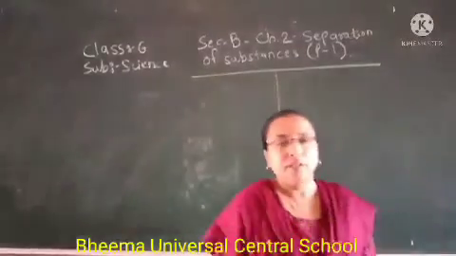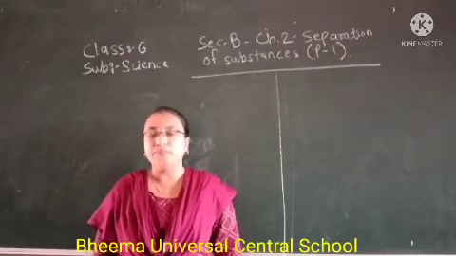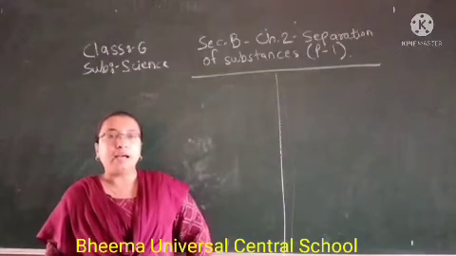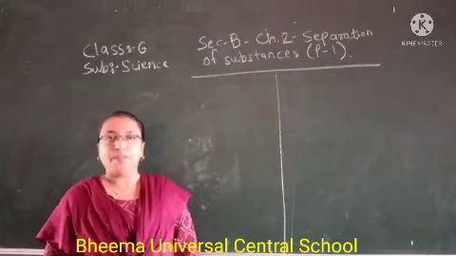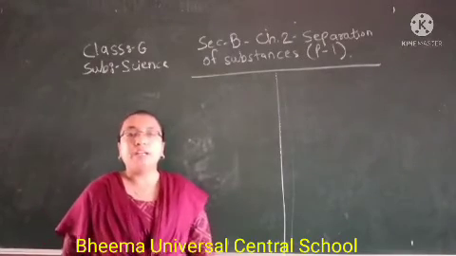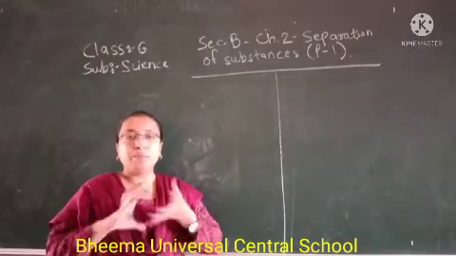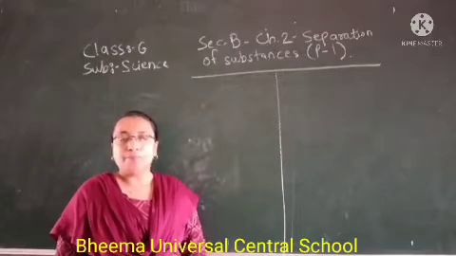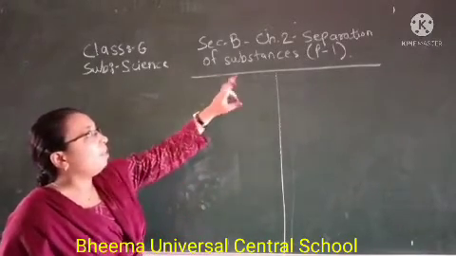Hello children, daily we are eating different kinds of food items. Tell me some food items. Very good. Rice, curry, vegetables or sambar. Okay, so these food items are made up of different kinds of substances. If we mix them together, then these food items can form. So, today our lesson is based on separation of substances.